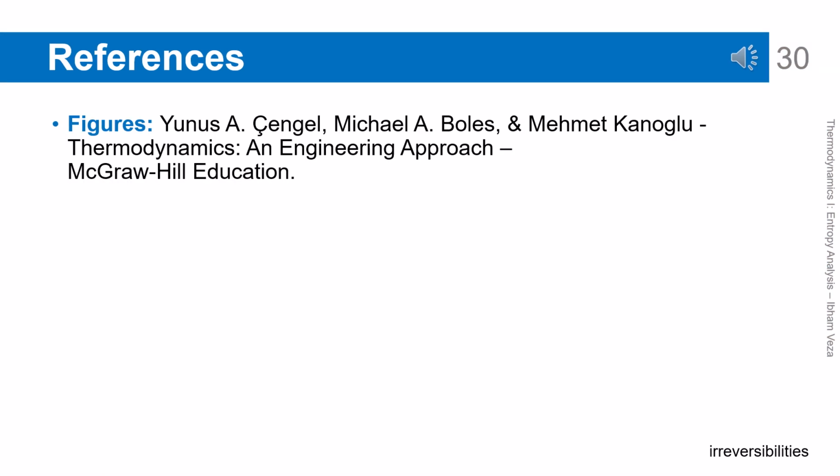References. This slide shows that all figures and most concepts are taken from the book Thermodynamics: An Engineering Approach by Cengel, Boles, and Kanoglu. This book is one of the main references in engineering thermodynamics education. Using this reference ensures that the discussion follows well-established international standards. It also makes it easier for students to study the material in more depth independently. With a clear reference, consistency between the lecture and the textbook can be maintained.